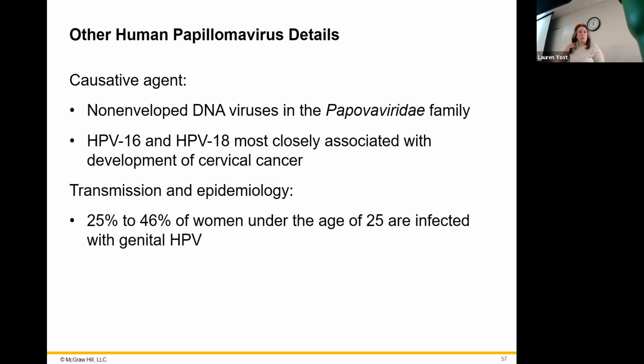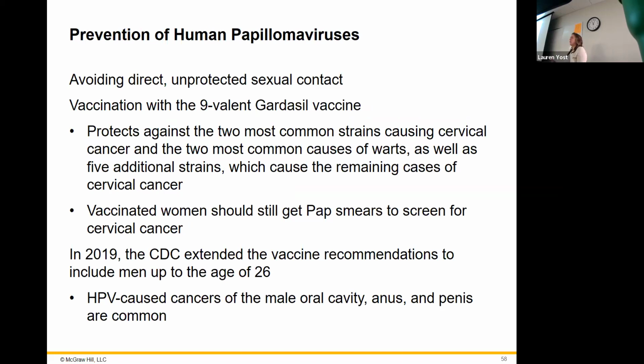So transmission and epidemiology: 25 to 46% of women under 25. I am not talking about over 25, right? I'm talking about under 25. 25 to 46% of women under 25 are infected with HPV. So as we get to people who are arguing maybe against the Gardasil vaccine, saying my kid is not going to be, at 13, getting a sexually transmitted viral vaccine. My kid doesn't do that stuff. He's 13. Right. Hell yes, they do.